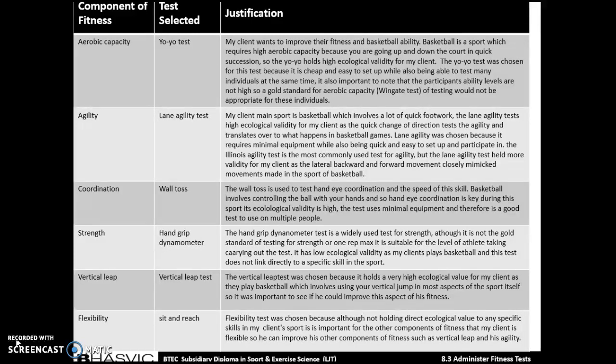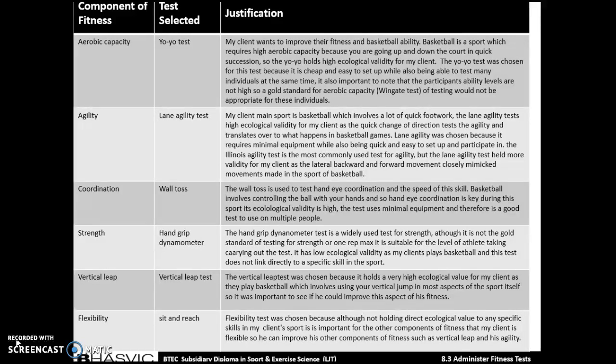It has low ecological value as my client plays basketball, and this test does not link directly to a specific skill in the sport. The hand grip dynamometer links to forearm strength, and it is only an indication of someone's actual strength. Someone could have really powerful legs and weak arms and score badly on this, but have a lot of strength in their legs, so it does not carry over to the sport directly. Therefore, it's not that suitable, but it is a guideline to see how strong my client is. And it can suggest that he needs to work on his strength, or his strength is good.